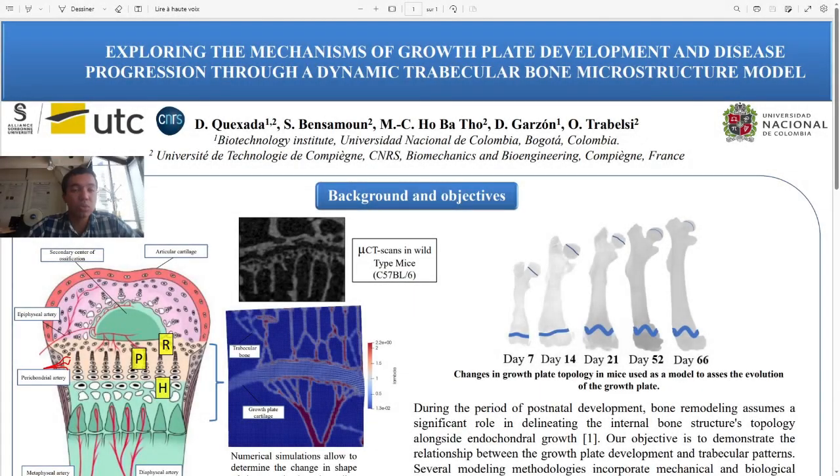I'm a second-year PhD student at Université de Technologie de Compiègne and Universidad Nacional de Colombia, and today I'm going to present some of our work that explores the mechanisms of growth plate development and disease progression through a dynamic trabecular bone microstructure model. So, people usually think of the skeletal system as a rigid, non-dynamic structure, but the truth is that bone is highly active.